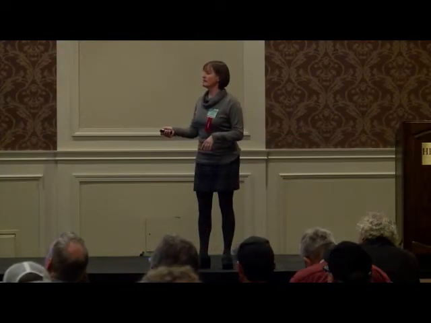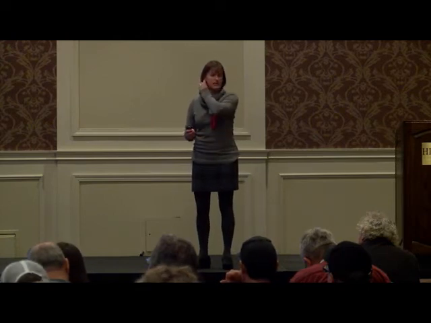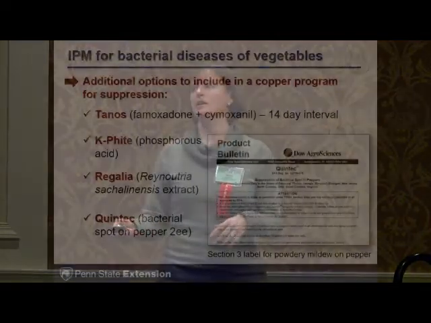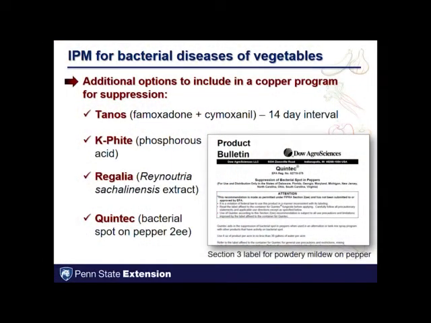There are new products now. Lifeguard from Certus is a relatively new one. There's a number of other ones that, again, you're looking at the plant defense system. The most data, though, is supportive of Actigard. There are some other things that can be recommended: Tanos, K-Phyte, Regalia, Quintec. Quintec has a 2EE label for bacterial spot. Again, another tool that could possibly be used.